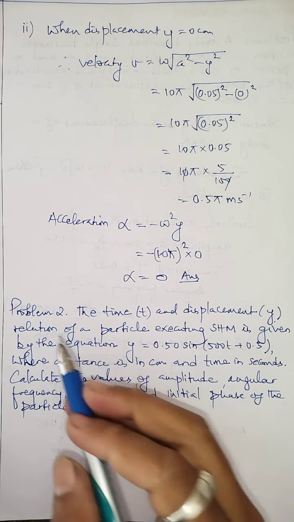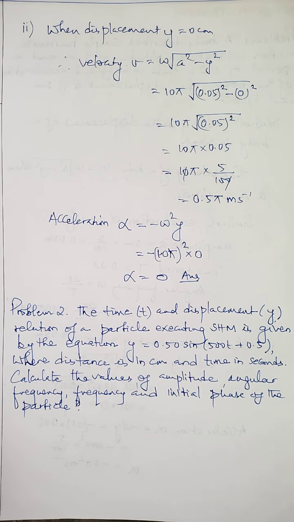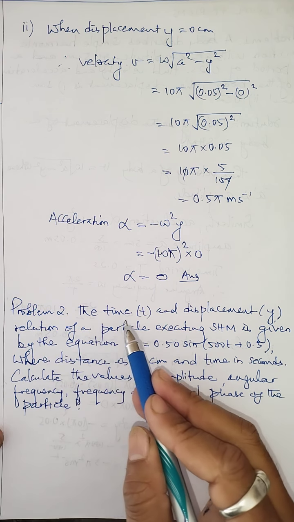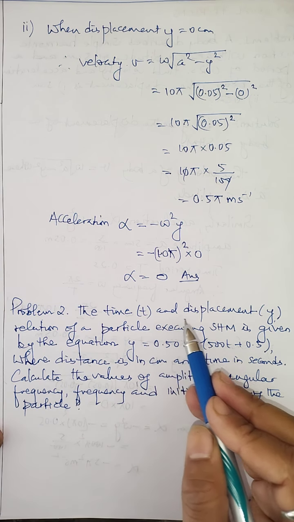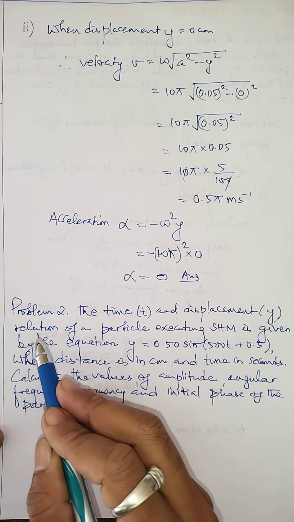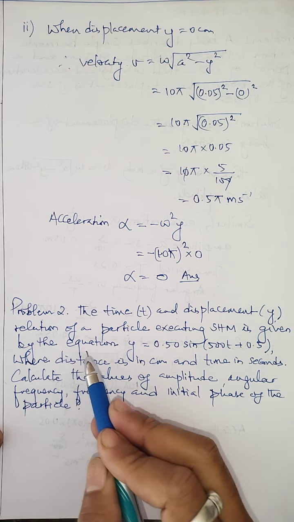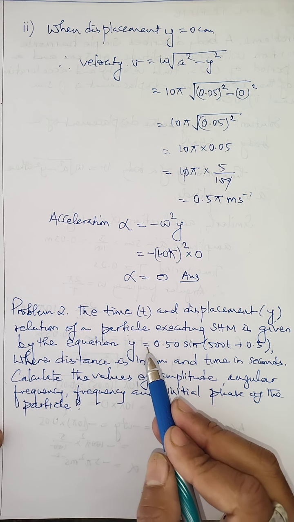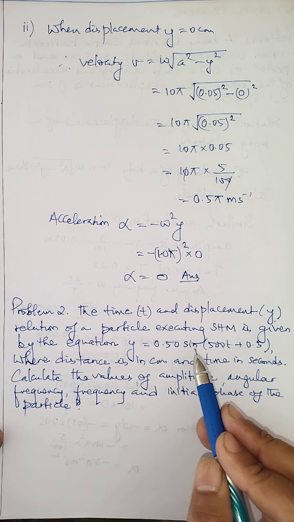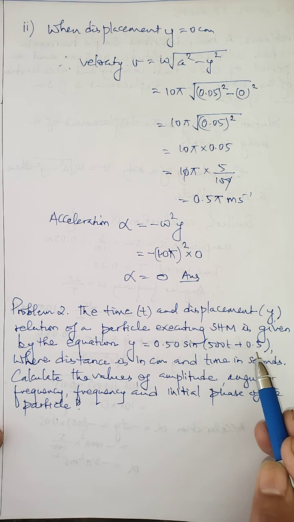Now children, we will be solving the next problem, problem number 2, and this is also a problem based on simple harmonic motion with the displacement equation in terms of initial phase or epoch. You have learned this in the last video and in the last class. Problem number 2 says that the relation of time, symbolized by small t, and displacement, symbolized by small y, of a particle executing simple harmonic motion is given by the equation y equals 0.50 sine 500 t plus 0.5.